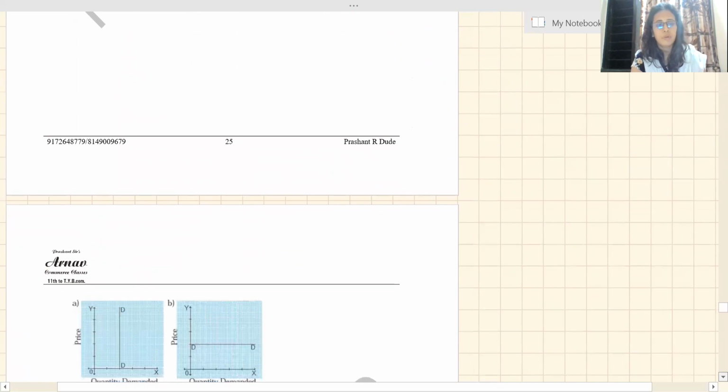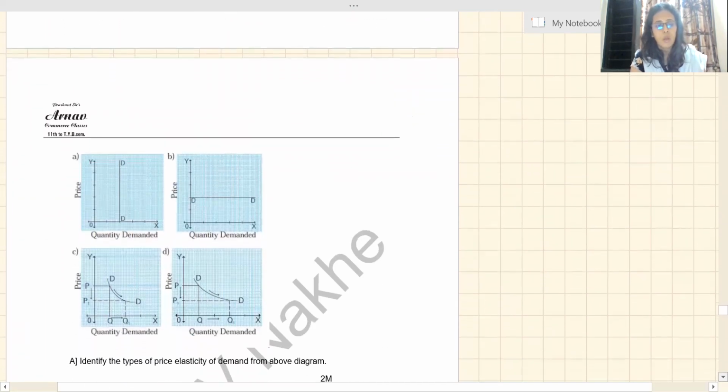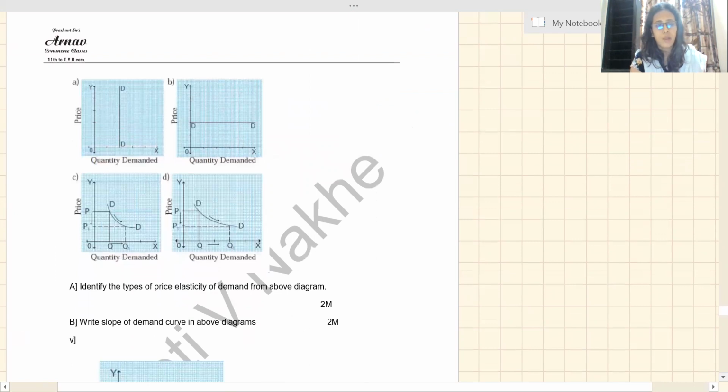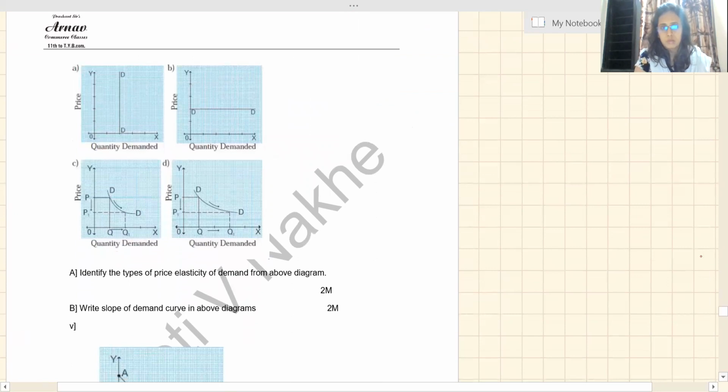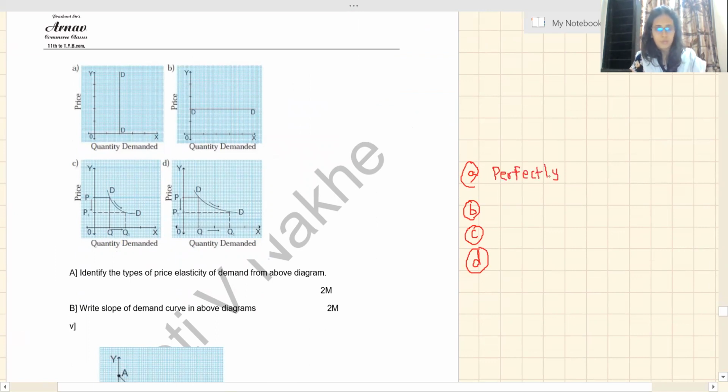These are the simple different types of price elasticity of demand. Now see the question. Identify the types of price elasticity of demand from the diagram. You're going to write like this. They have labeled A, B, C, D. Write your answer in this way. First diagram is perfectly inelastic. You can write ED is equal to 0.